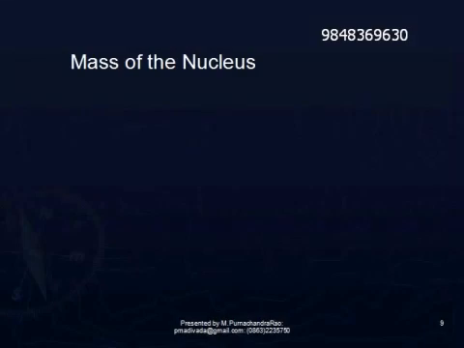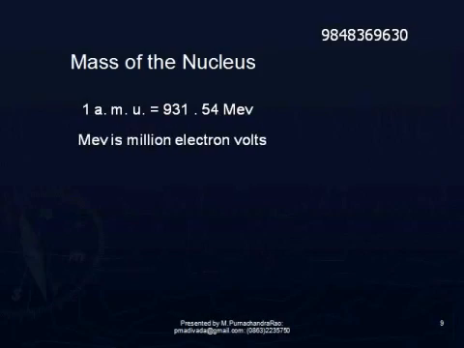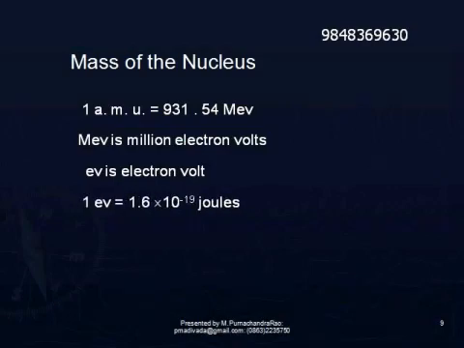This value in terms of energy is given as 931.54 MeV. One atomic mass unit is equal to 931.54 MeV. MeV is million electron volts. 1 million electron volt is 10 to the power of 6 electron volts. 1 electron volt is 1.6 into 10 to the power of minus 19 joules.